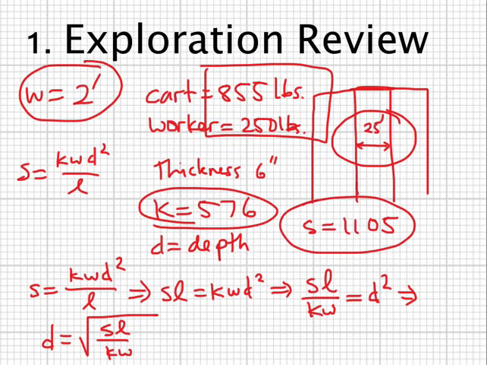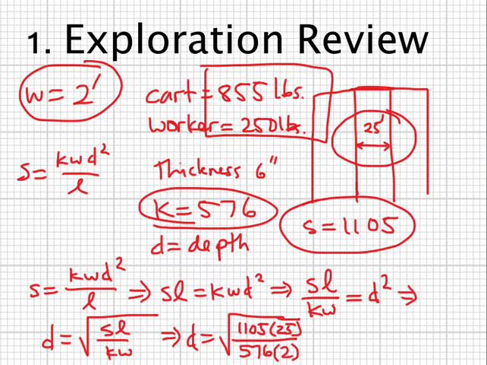So I've got all 4. Now I just substitute them in. So D equals the square root of S, which is 1,105, times L, which is 25, divided by K, which is 576, times my W, which is 2.